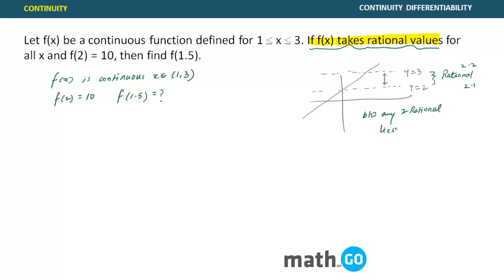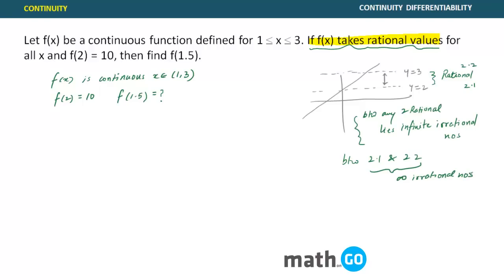lies infinite irrational numbers. This is a very important concept that you should know. So between two rational numbers there are infinite irrational numbers on a number line. So whether it is 2 and 3, or 2.1 and 2.2, between 2.1 and 2.2 there would be infinite irrational numbers here, right?